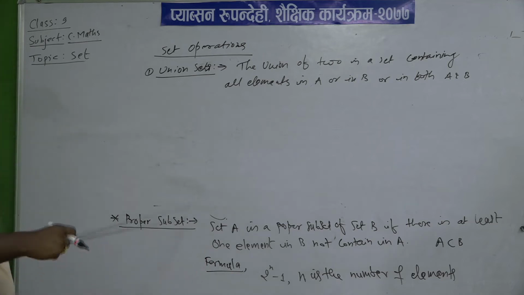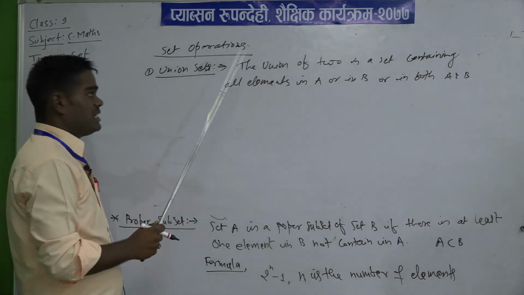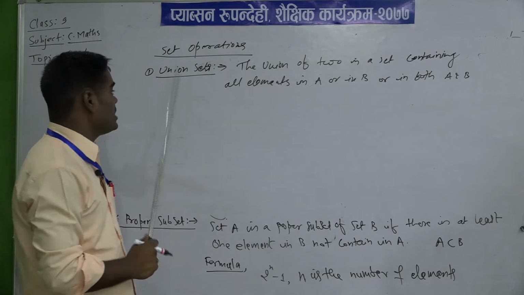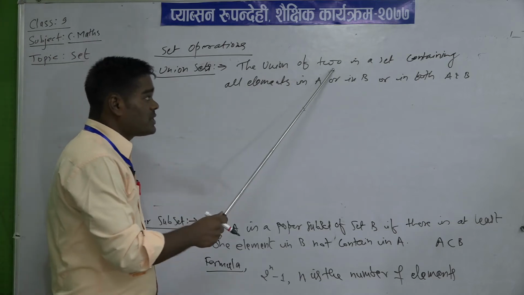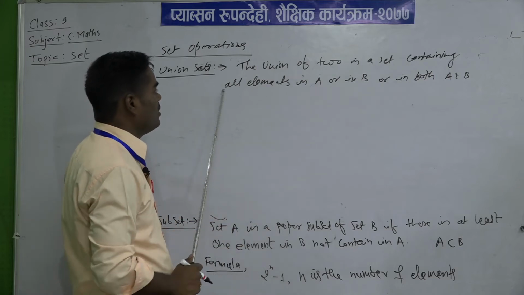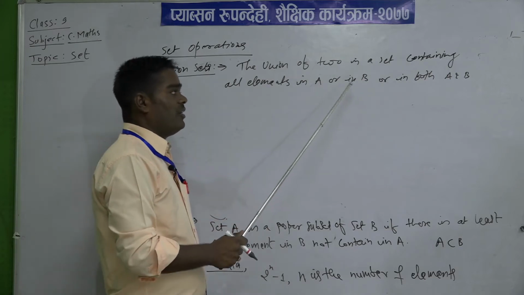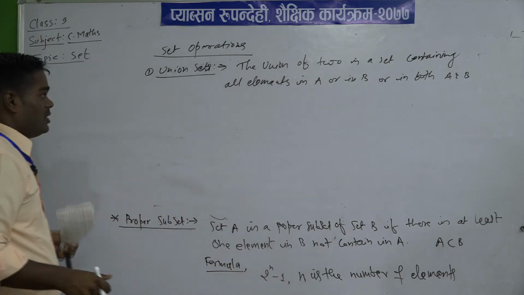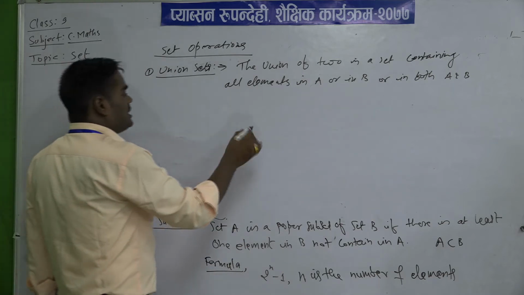So, in set operations, this is the first one, union set. Union set माने क्या हो? The union of two sets is a set containing all elements in A or in B or in both A and B. So, let us see the Venn diagram.